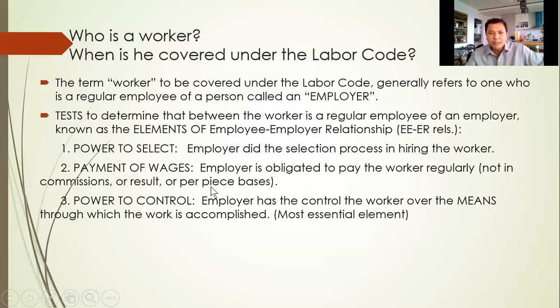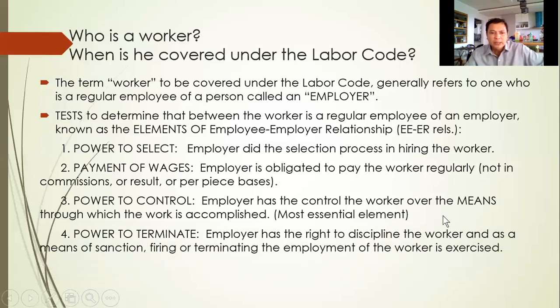But if you're a piece rate worker, and you are being controlled by the employer, how are you being controlled? The per-piece worker is working in the premises of the employer. So the employer is always supervising the per-piece worker. So in this case, there is power to control. So per-piece rate or piece rate workers fall under the labor code if they are under the control of the employer, okay? And the last test is to determine if the employer has the power to terminate.